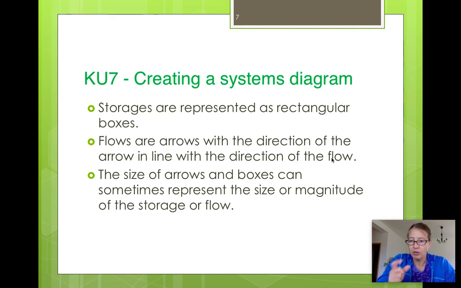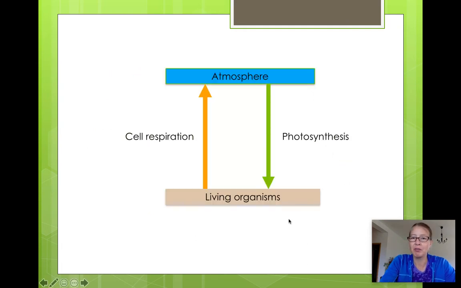And often, I'll show you some examples where the size of the arrows or boxes will actually represent the size or magnitude of that storage or flow. So a bigger box means there's more stuff there. A bigger arrow means it's happening more rapidly, that transformation.